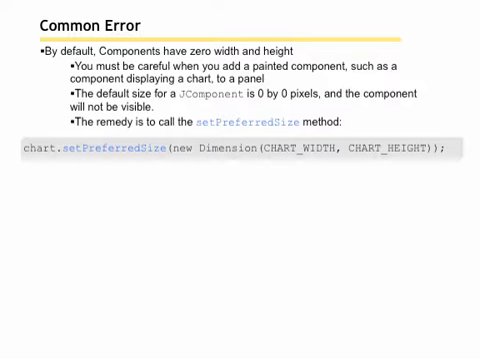One remedy is to call the setPreferredSize method, which you can pass a new dimension with a width and a height. In this example, they use defined constants for chart width and chart height. You don't have to do that. You could just put some integer values in there instead. setPreferredSize is one option. You can also just note that it is frequently overlooked and make sure that you specify the width and the height when you're creating your JComponents.